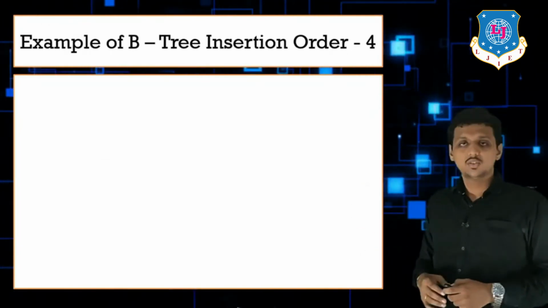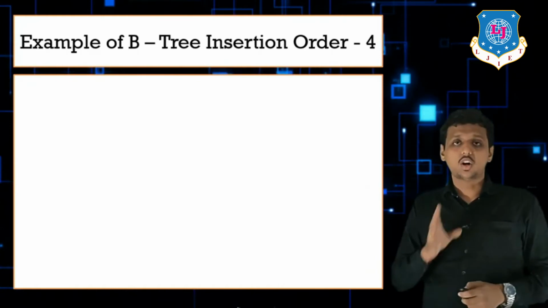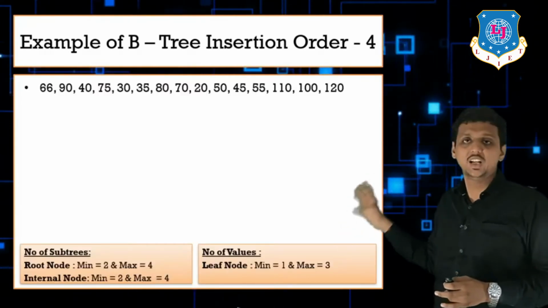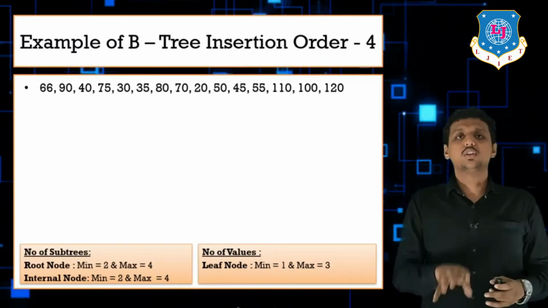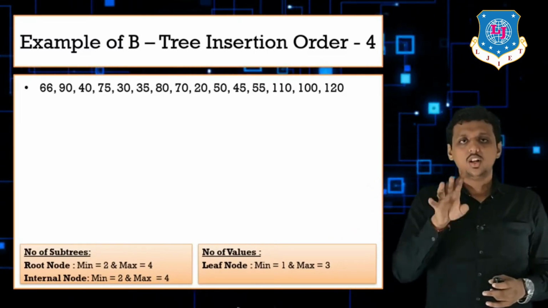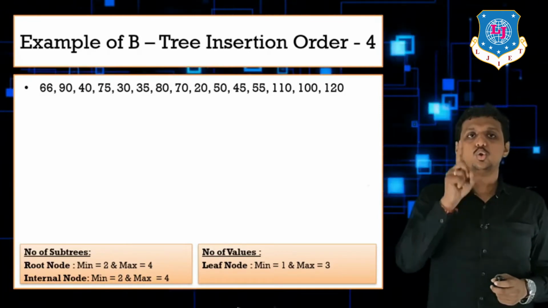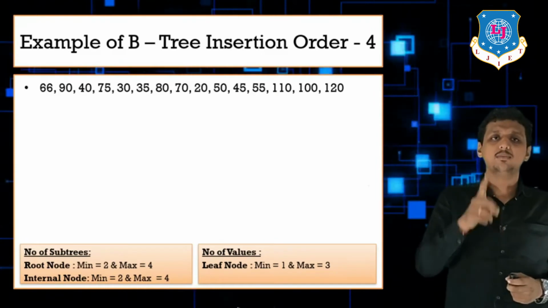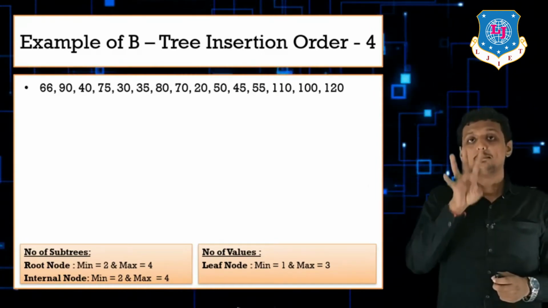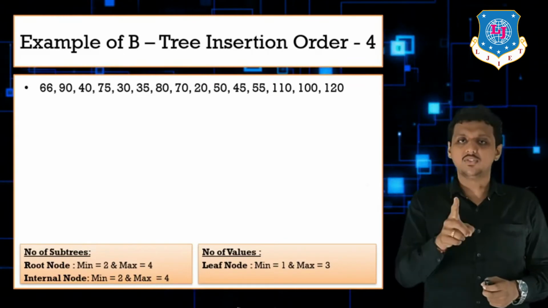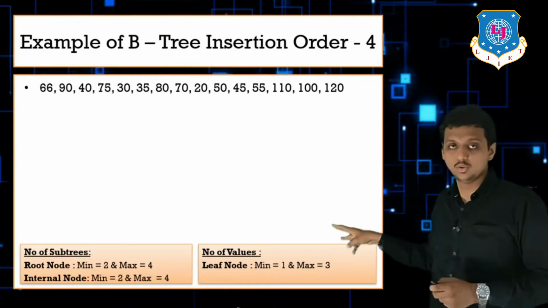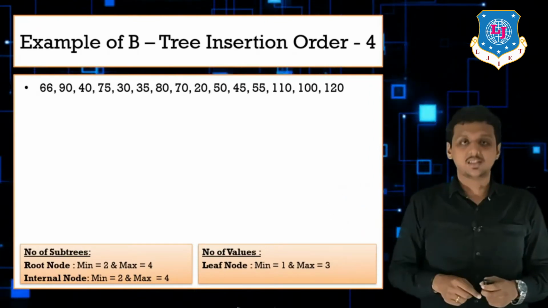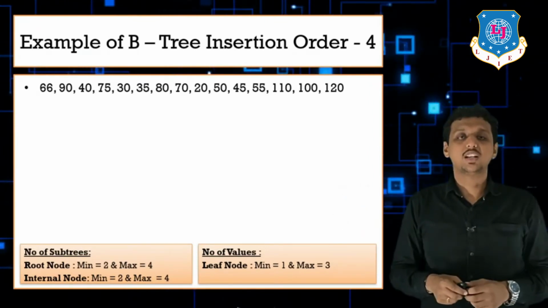So here the order is equal to 4, so order is already given. So I am just writing over here how many elements are there in leaf node, root node and internal nodes. So students, we know that as the order is 4, the root node minimum contains 2, maximum 4. Internal node contains minimum 2 and maximum 4. But leaf node contains minimum 1 value and maximum 3 values. Those are for the root node and internal node. It must say about the subtrees. Okay, so values are subtrees minus 1.